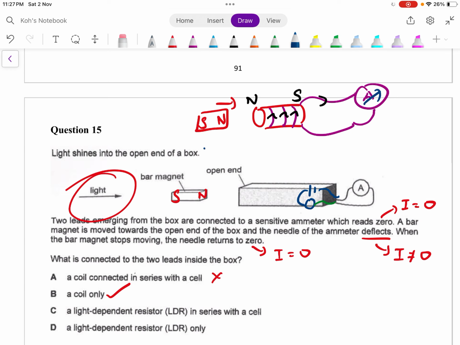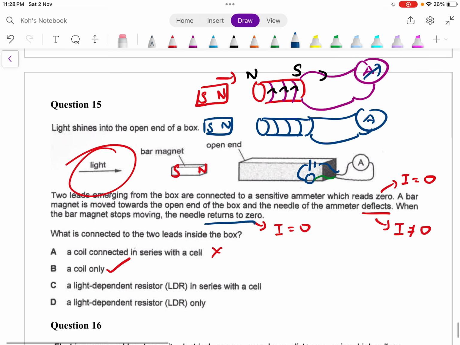Then when the magnet stops moving, this is the coil of wire, same thing, and this is an ammeter. You can see that there shouldn't be any induced current because there's no change in magnetic flux. No change in magnetic flux, no induced current. So that's why your ammeter registers a 0 reading, as they say, it returns to 0. So that's why the answer is B.